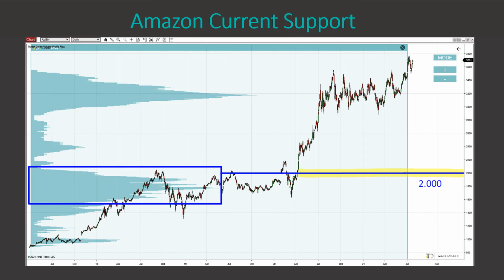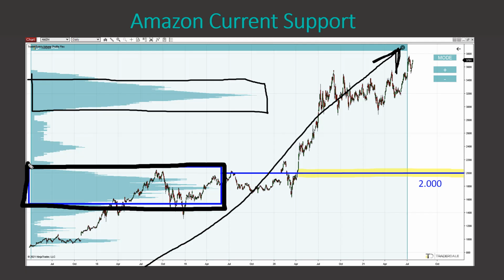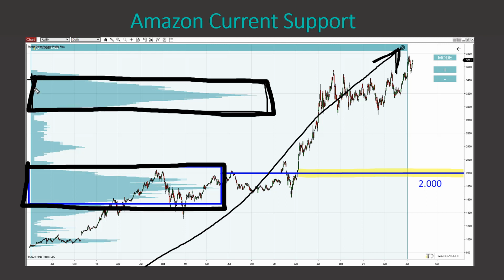Alright, next one. Next one is Amazon. The price is in an uptrend. Everybody can see that. And if you look at the volume profile, then there are two heavy volume areas. Super significant volume areas. Super easy to see with volume profile, right? Those important zones. You don't really need to be a master in reading the charts to see those.